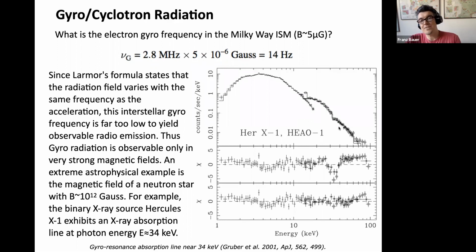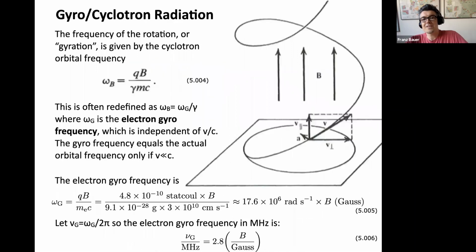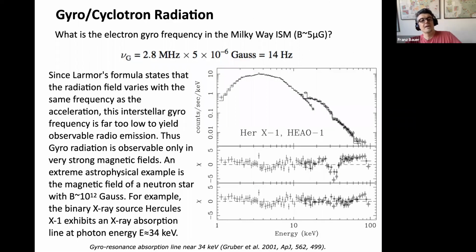The benefit, of course, is that if you measure this line, you can infer what the magnetic field is. And so that's nice, right? The energy of this line will directly relate to this gamma and the magnetic field.